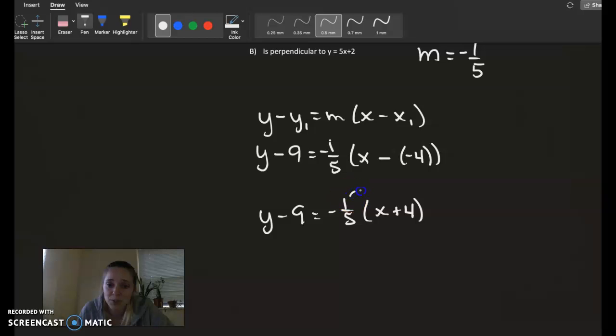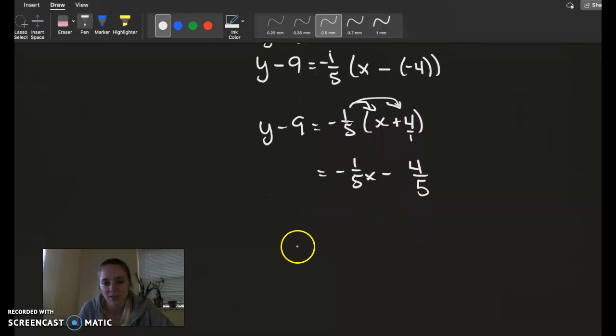This time I'm distributing a negative 1/5. So I have negative 1/5 x minus 4/5. Because remember, 4 is the same as 4 over 1, and when I multiply fractions, I multiply straight across, which just means you multiply the numerators together and you multiply the denominators together.